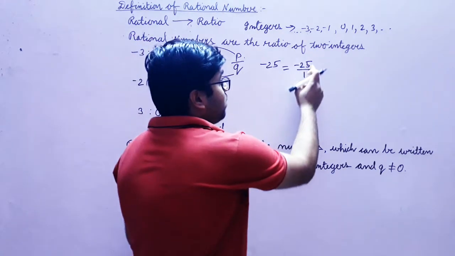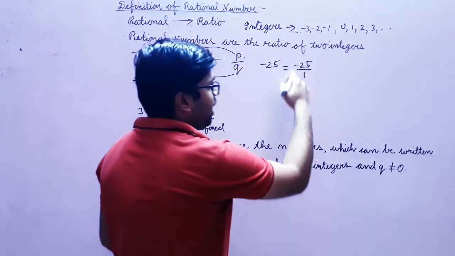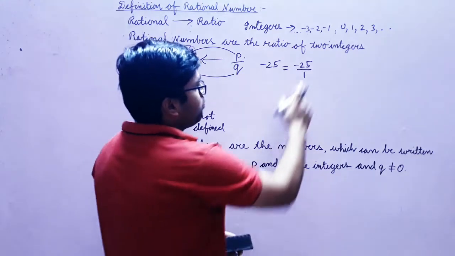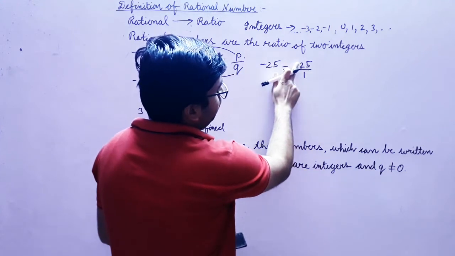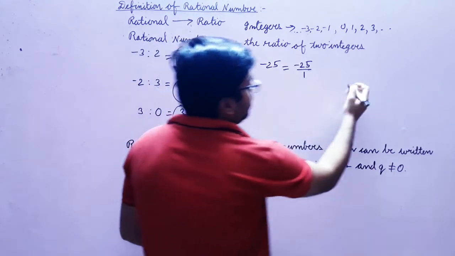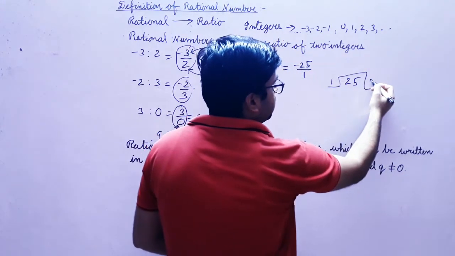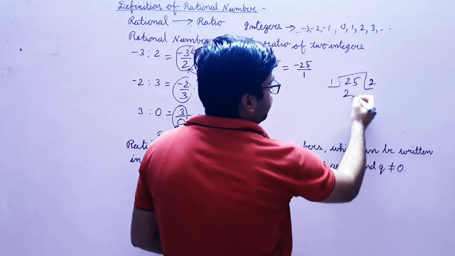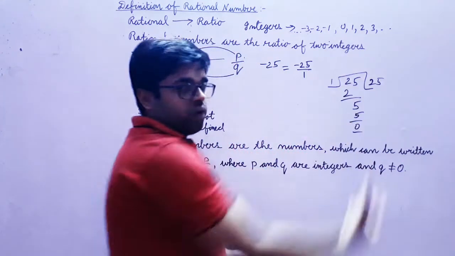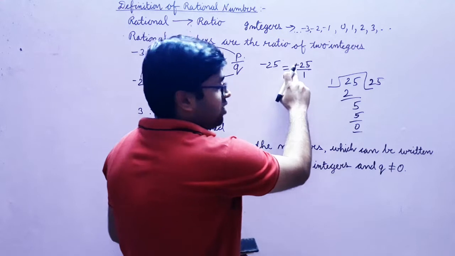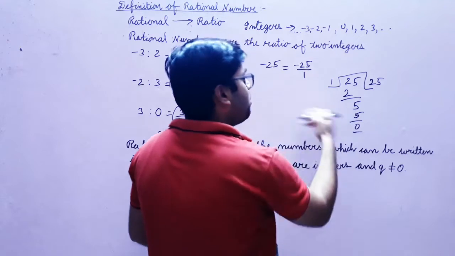So if we divide -25 by 1, we again get -25. So on the right hand side also we will have -25. For example, let's try to divide -25 by 1. To divide -25 by 1, we first ignore the signs. Let us divide 25 by 1. We get 2 ones are 2, then 1 fives are 5. So you get 25. But we have to put the same sign also. So -25 divided by 1 will be -25.